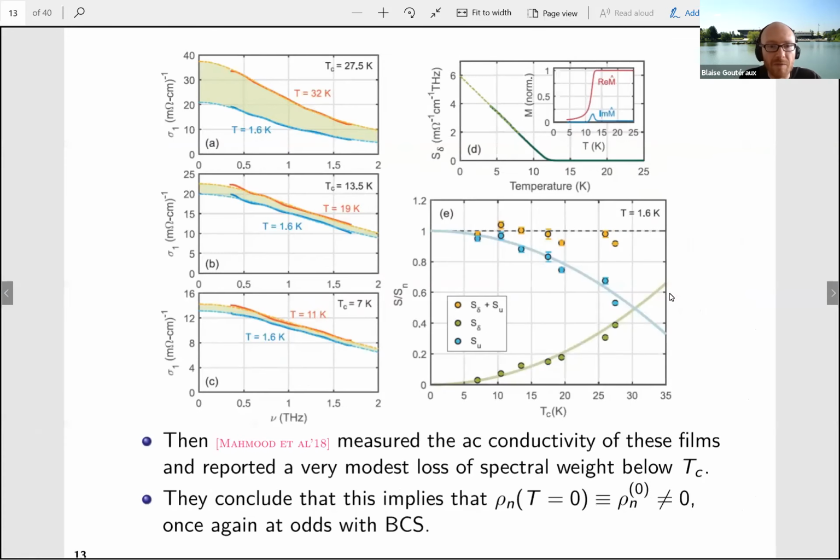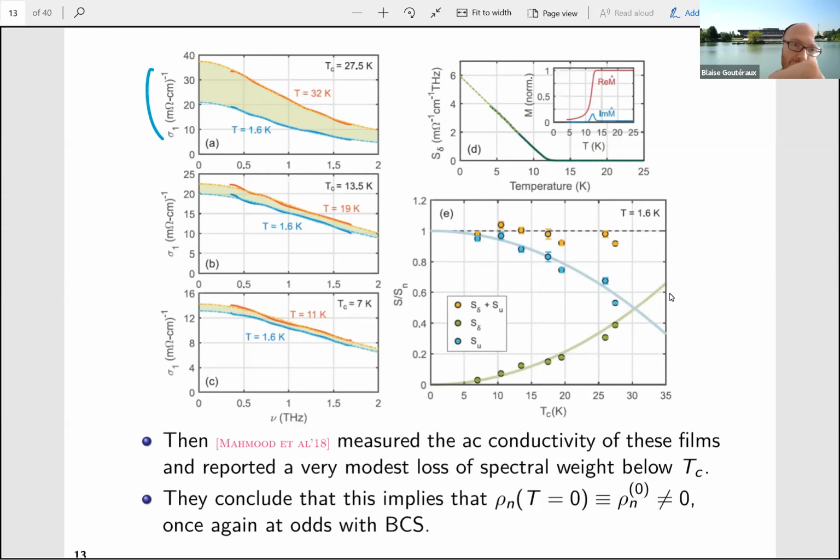Then there was another set of measurements by Mahmood et al., with Bozovic also being a co-author, where they measured the AC conductivity of these superconducting films. And what they show is that there's a very modest loss of spectral weight below Tc. In a conventional superconductor, you know that there's this exponential gap. So as you go below Tc, you expect that the normal density, the weight of the Drude peak in your AC conductivity, becomes exponentially suppressed, and everything goes to higher frequencies. You gap this out.